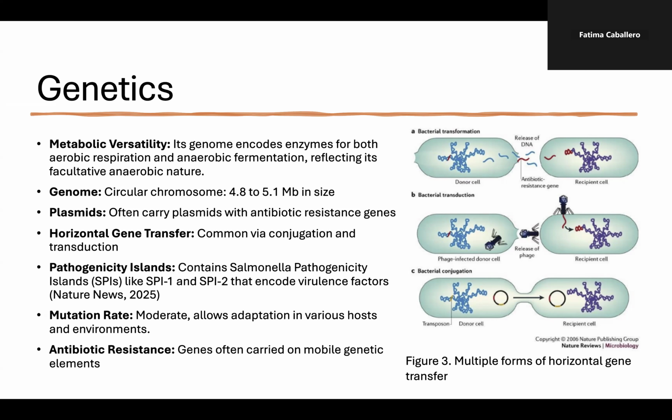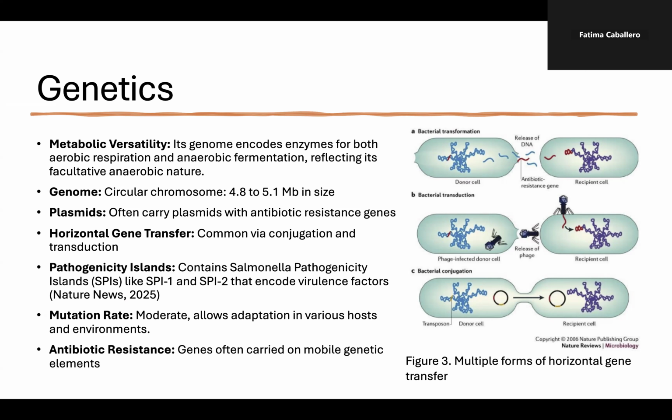Another important thing is horizontal gene transfer. Salmonella enterica can gain new DNA through processes like conjugation, which is when it transfers DNA directly to another bacterium, or through transduction, which is when viruses carry DNA between bacteria.